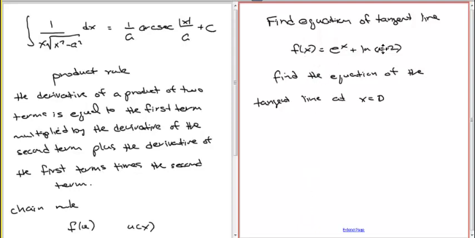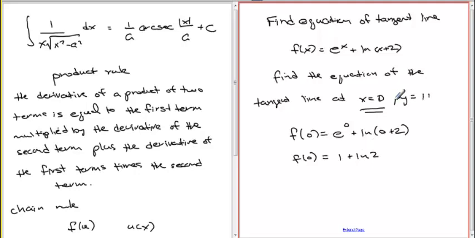First thing you do: to define an equation, you need to know the slope, and you need to know a point. I know one point, x equals 0, so I need to find the y value. So I do f of 0, which would be e to the 0 plus the natural log of 0 plus 2. e to the 0 is 1, and then you'd have the natural log of 2. So it's 1 plus the natural log of 2. I'm just going to leave it as that. So that's the y value: y equals 1 plus natural log of 2.